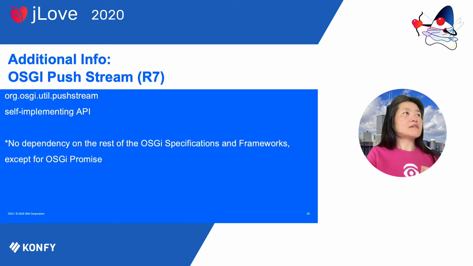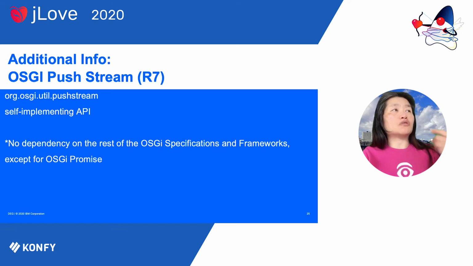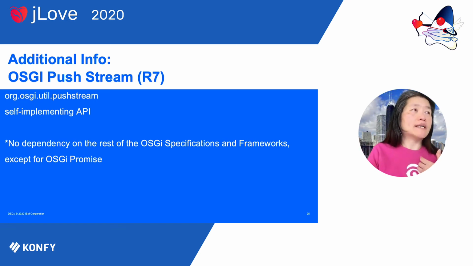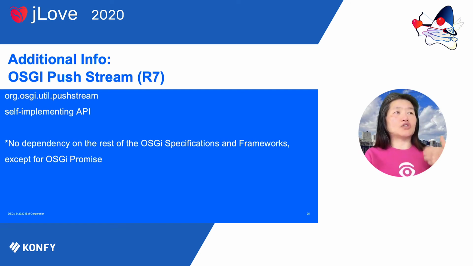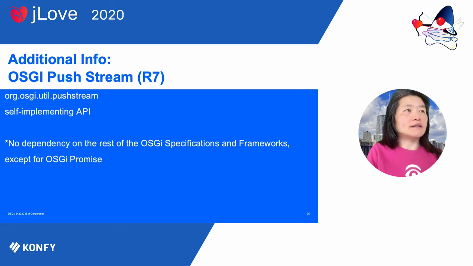And one additional note is that when we talk about streams, we also do not want to forget about OSGi. If you use the Eclipse IDE, then behind the scenes, the fundamentals of all the library frameworks are OSGi. So OSGi also has a push stream spec too. It actually has its own implementation as well. But the nice thing about it is there's no dependency on other OSGi framework in order to use it, except for OSGi promise. So that's just an example for you.